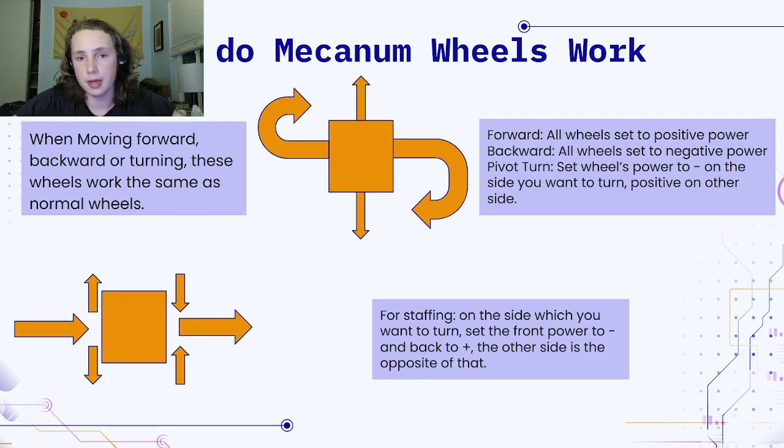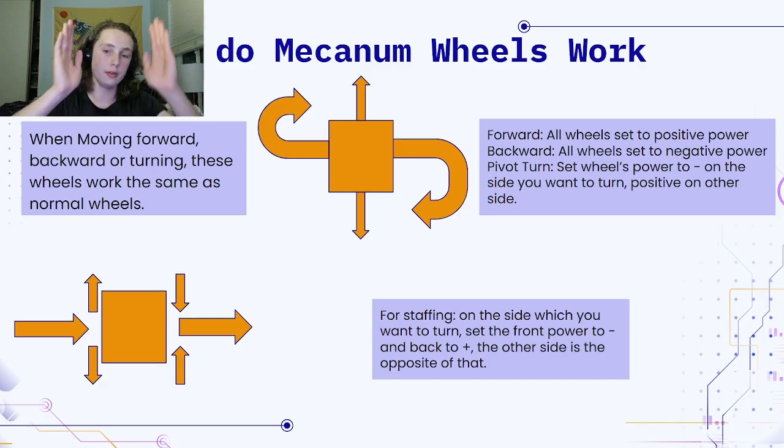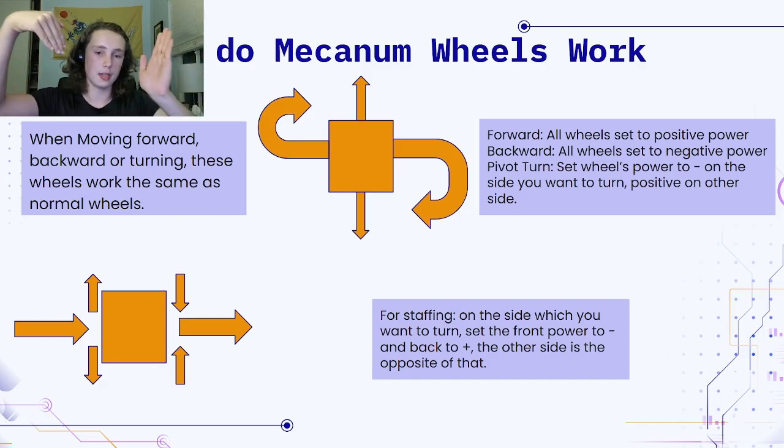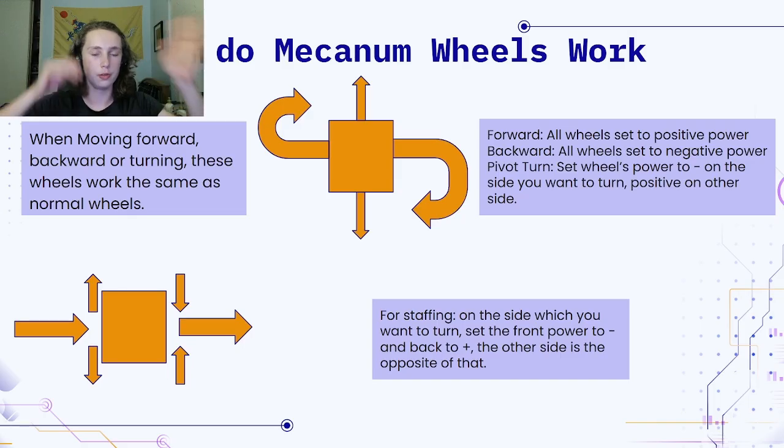And then for turning, you need one side to be moving the opposite way from the other side. So if you want to turn to the left, you'll have the left side moving backward and the right side moving forward. And then reverse that if you want to turn right.